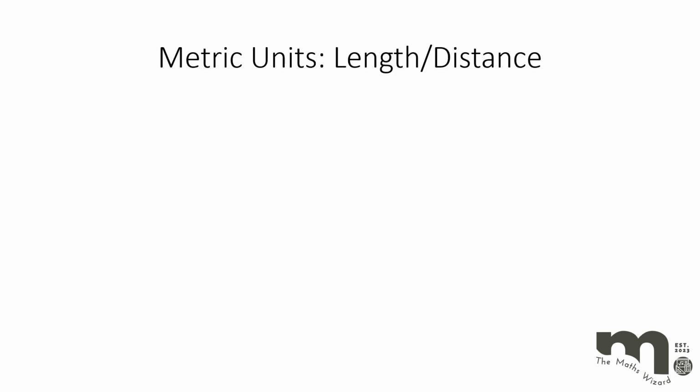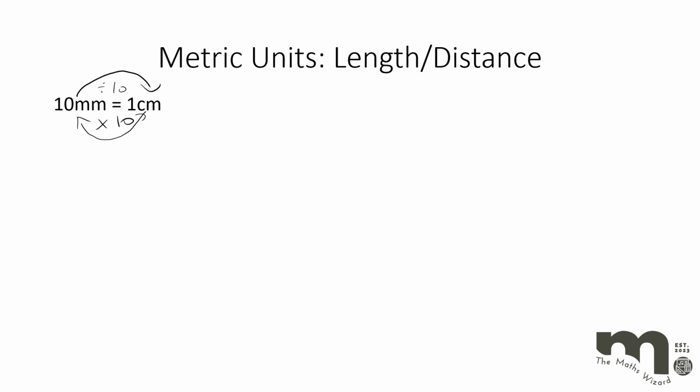Okay, the first sets of measurements we're going to take a look at are relating to length and, in the case of kilometres, distance. Your first one is millimetres to centimetres. 10 millimetres is the same as a centimetre. So if you were going from millimetres to centimetres, you would need to divide by 10. If you were going the other way, from centimetres to millimetres, you would need to times by 10.